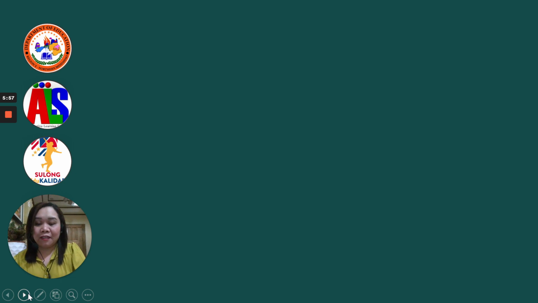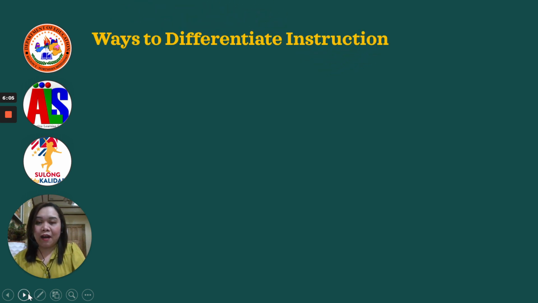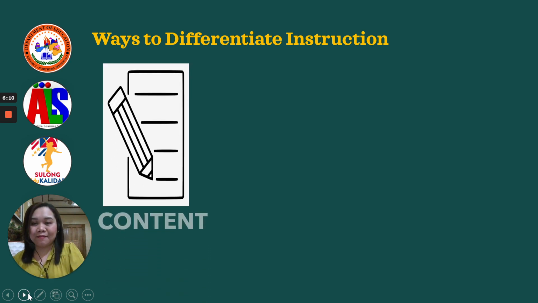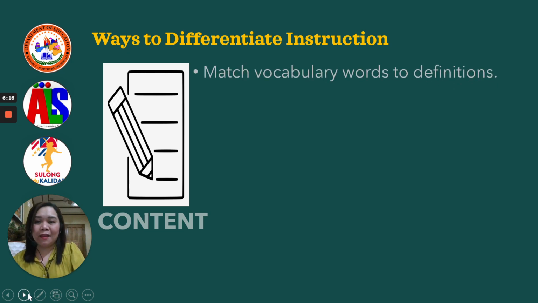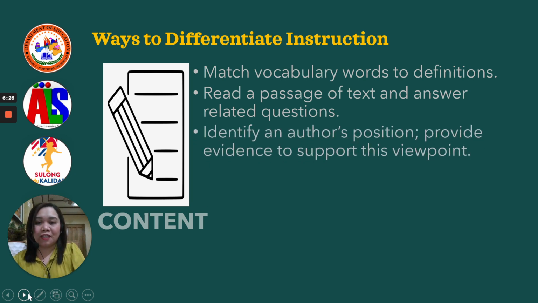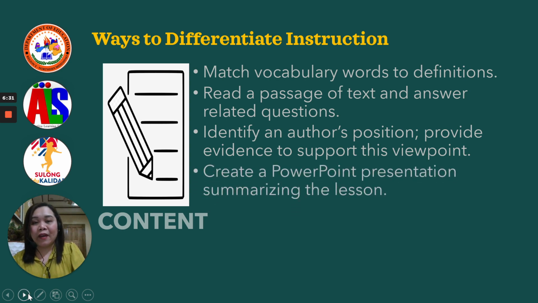Instruction can be differentiated through process, content, product, and environment. There are some ways on how you will differentiate your instruction in your ALS sessions. As to content, you can give your learners the following activities. Match vocabulary words to definitions. Read a passage of text and answer related questions. Identify an author's position. Provide evidence to support this viewpoint. Or, you can create a PowerPoint presentation summarizing the lesson.